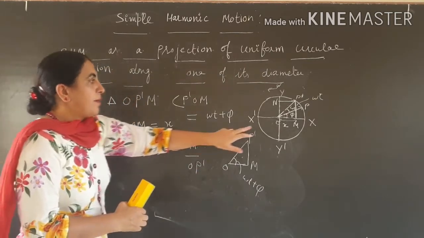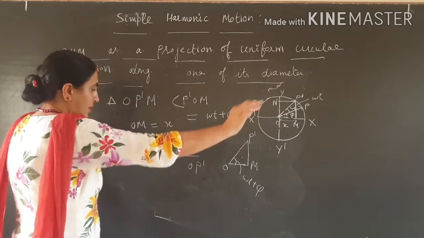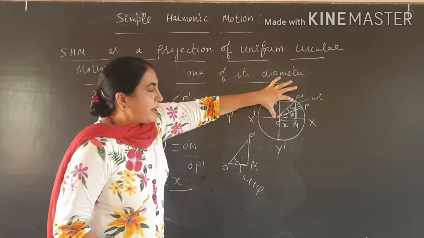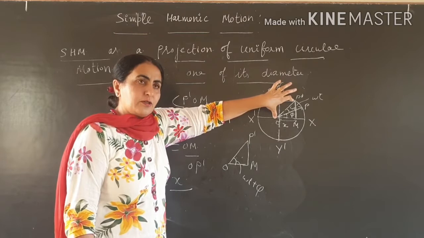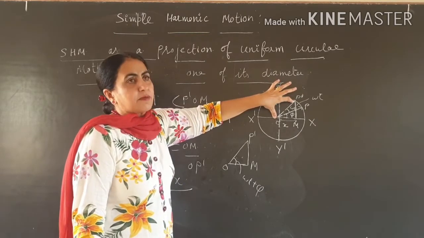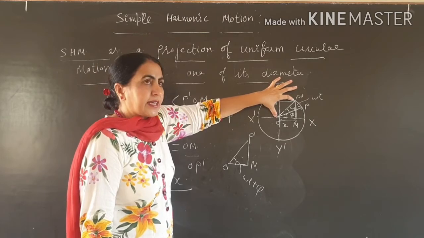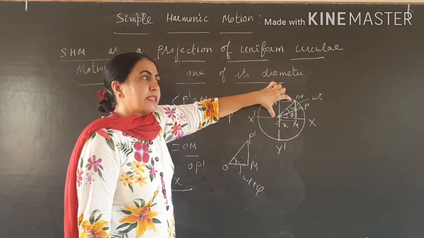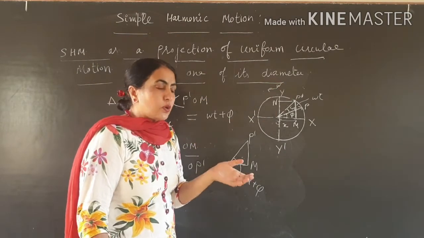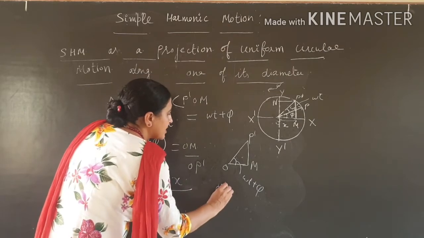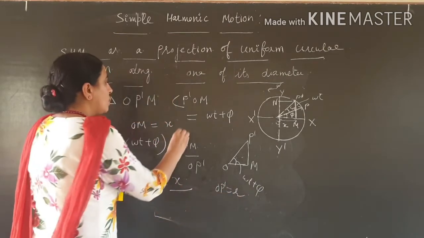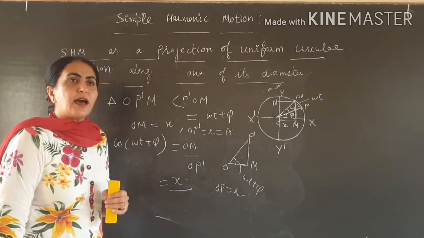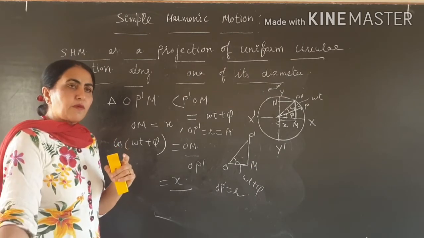And what is OM? OM I am taking as x, that is the displacement on the x-axis. And what is OP dash? OP dash is the radius of the circle, and this is the maximum displacement that a particle can cover. Clear? That is the radius from the origin. So this is the radius, or we can say the maximum value of displacement, and that is called amplitude. So you can write OP dash equal to R, or that is the maximum value, the amplitude A, because amplitude is the maximum value of displacement.